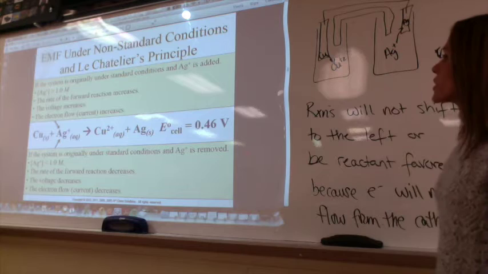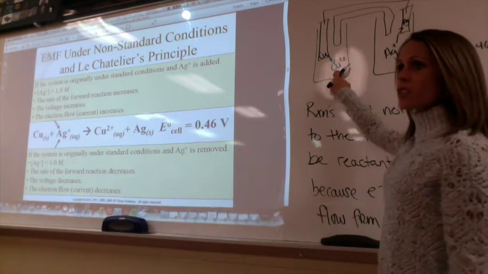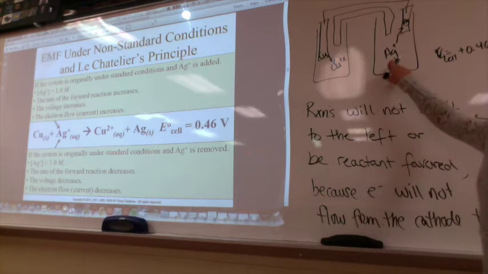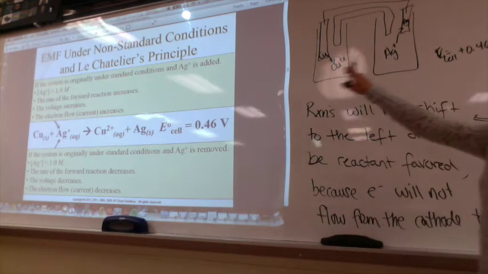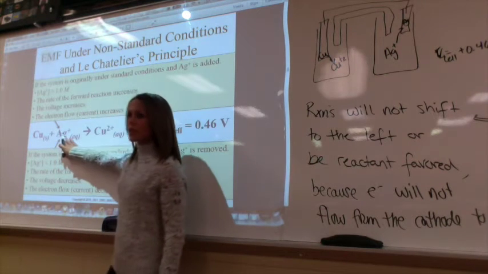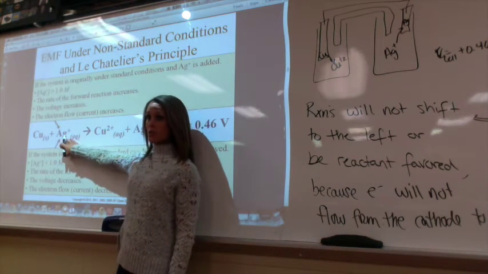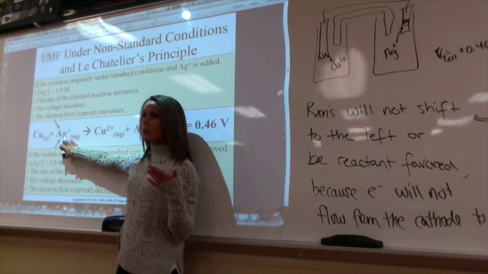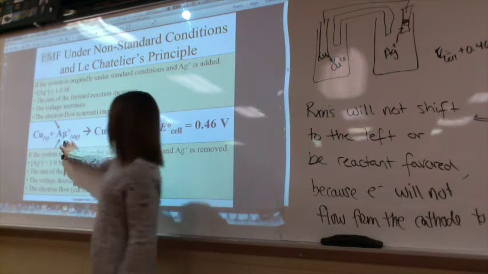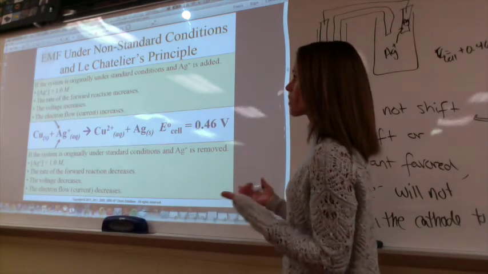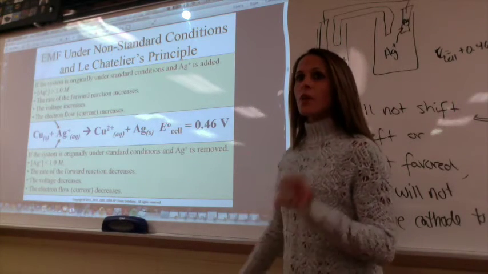All right. So if this is originally under standard conditions at 1 molar concentration, and I add silver to this piece, so silver's concentration becomes greater than 1. Where is silver, on the reactants or product side? It's a reactant, right? If I increase the concentration of reactant, what happens according to Le Chatelier's? It drives where? Drives right, and it'll make more products, which means that this reaction will progress in the forward direction, and the voltage will increase.